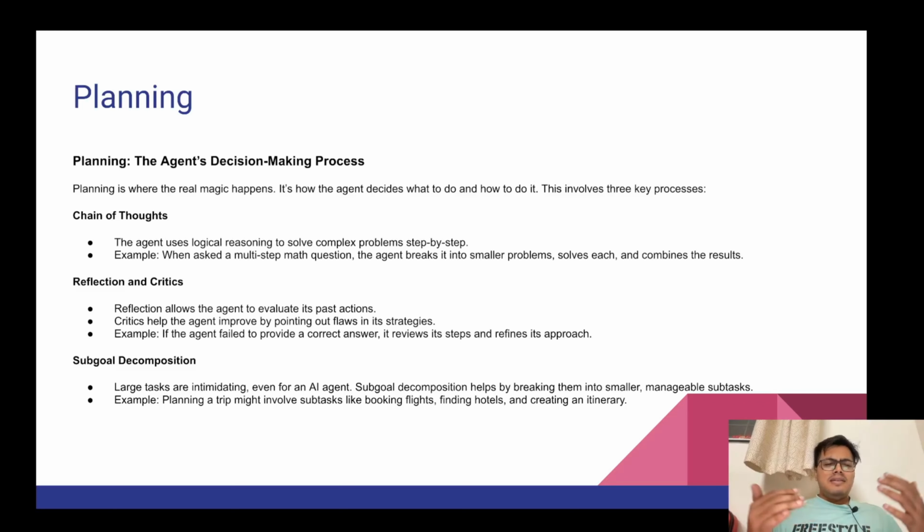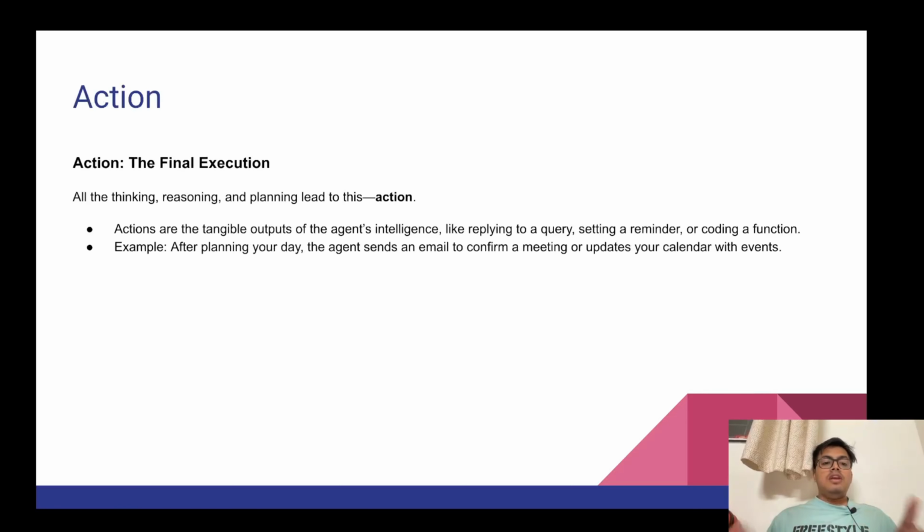There are different things which help in planning, like chain of thoughts, one thought after another; reflection and critics, where it reflects on its own actions and improves over time; and sub-goal decomposition, breaking down into small tasks and executing them. Finally, once the plan is ready, you want the action to execute it. So perception, second reasoning, third memory, fourth planning, and fifth action.